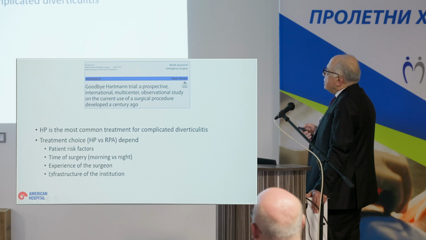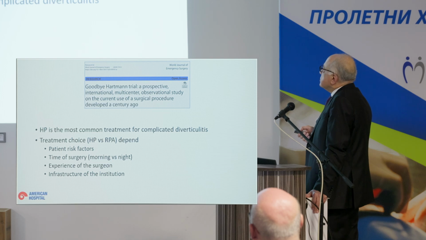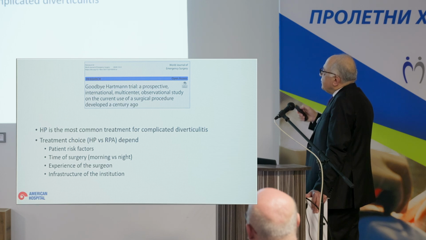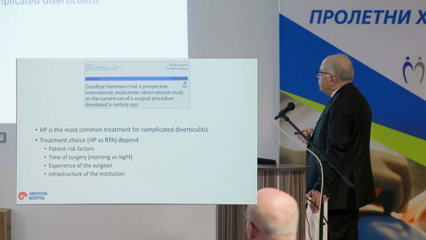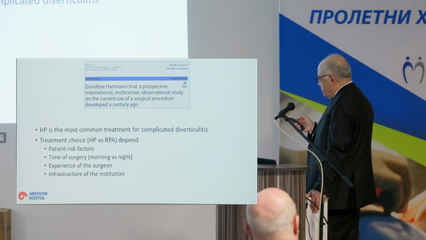This is an interesting study, the Goodbye Hartmann trial, because the procedure has been the most common treatment for complicated diverticulitis for 100 years. It is the most commonly done procedure for complicated diverticulitis. Can we leave behind this technique and go for resection with primary anastomosis in our procedures? We should take into account the patient risk factors, time of the surgery, morning or during night shifts. We should look at the experience of the surgeon and also the infrastructure of the institution. If all these risk factors are low and you can go for resection with primary anastomosis, it is the procedure of choice.